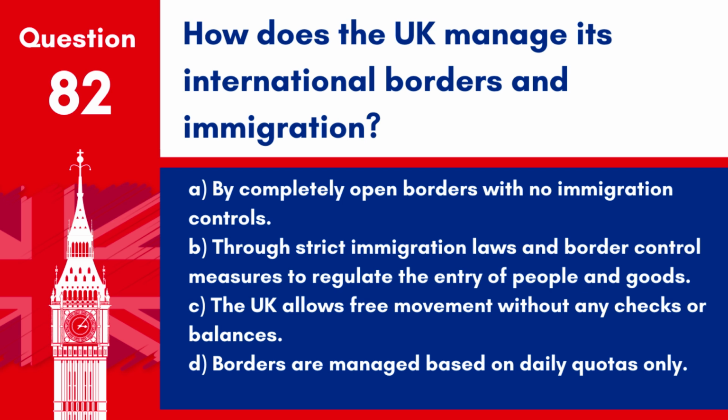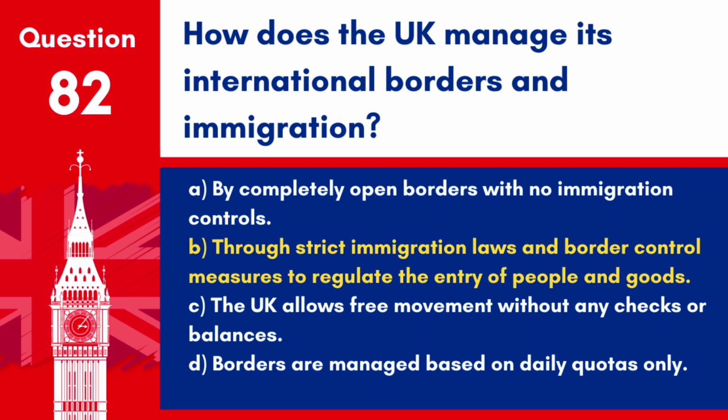Question 82. How does the UK manage its international borders and immigration? A. By completely open borders with no immigration controls. B. Through strict immigration laws and border control measures to regulate the entry of people and goods. C. The UK allows free movement without any checks or balances. D. Borders are managed based on daily quotas only.